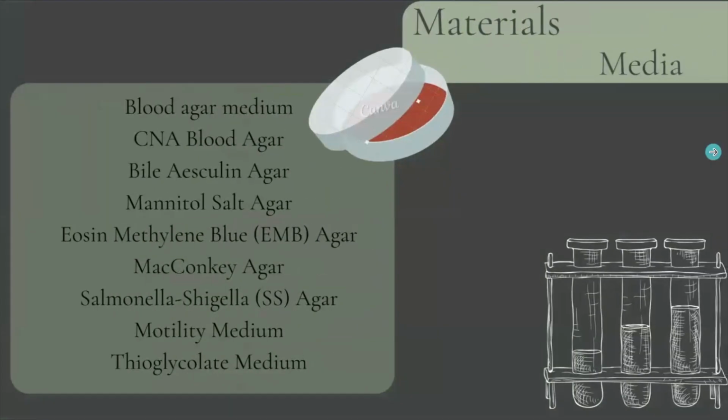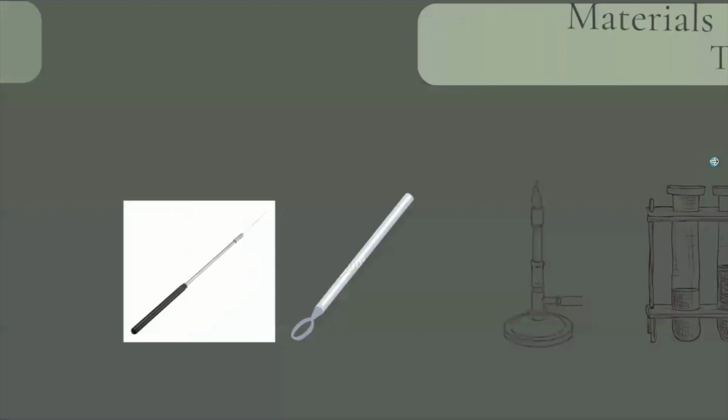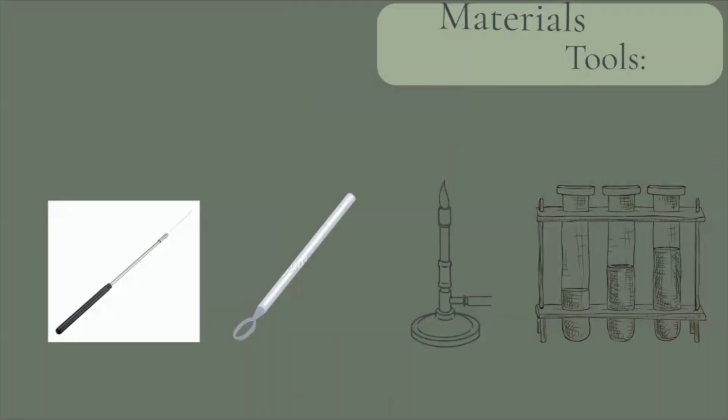Materials, medium: blood agar medium, CNA blood agar, bile esculin agar, mannitol salt agar, EMB agar, MacConkey agar, Salmonella-Shigella agar, motility medium, thioglycolate medium. Materials, tools: we used an inoculating needle, an inoculating loop, a Bunsen burner, and a test tube rack.